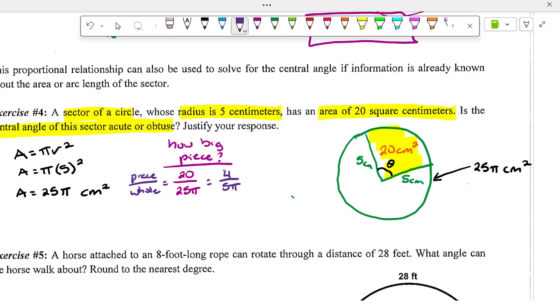Now, that's the fraction of the circle that we got. How do you think I can then use that to find degrees? So this is the size of the fraction. Let's say the pi wasn't here for a second, because that might make it a little easier to understand. 4/5 of the circle. How would I know what 4/5 of the circle in degrees is? Multiply by 360.